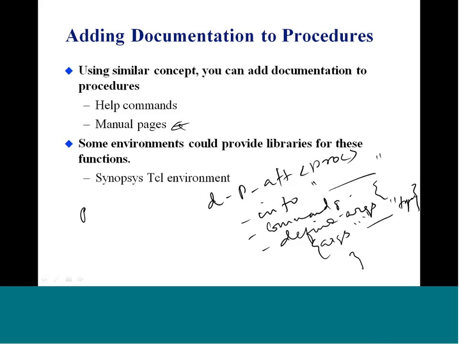Usually you write the procedure with the body, and then at the end you add the procedure attributes. Once you have the attributes, the Tcl interpreter can take the whole thing and parse it, and if you call the procedure with dash help, it will display the help information from the defined proc attributes. So I think this is another key learning thing.